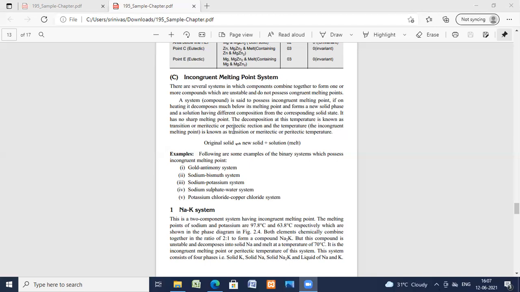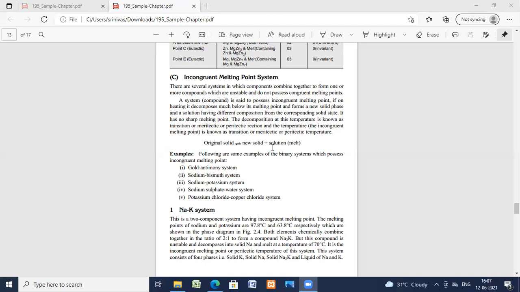As previously discussed, two components do not react. Two components do not form any compound, and on solidification they simply form an intimate mixture known as eutectic. Example, silver lead system was discussed.